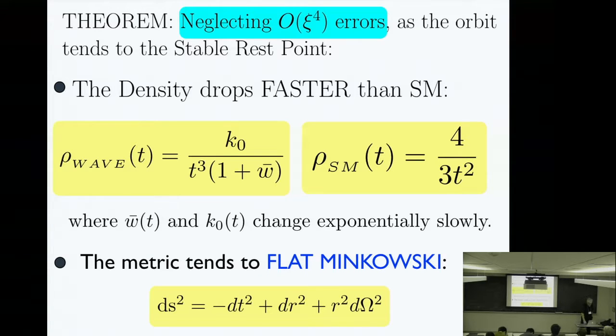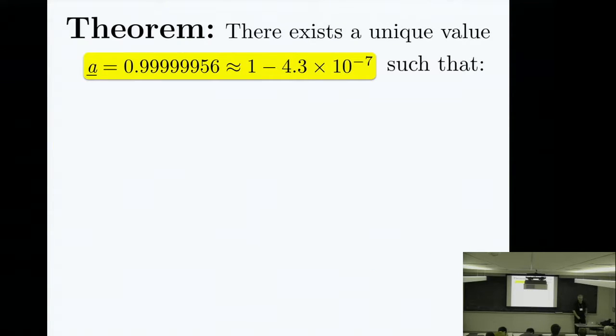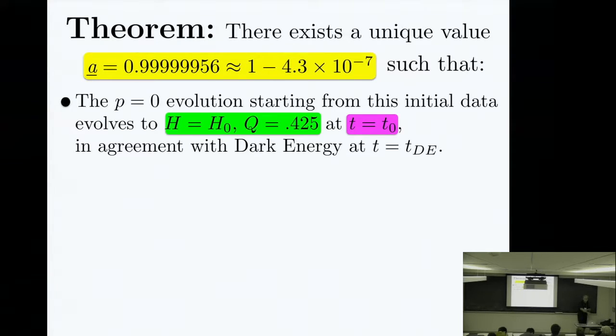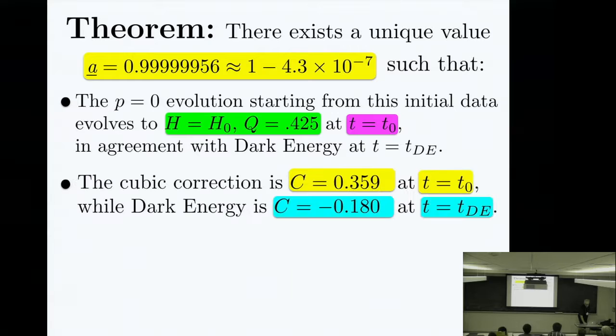That's the anomalous acceleration of the galaxies. So here's the theorem. There's a unique value of the acceleration parameter such that the p equals 0 evolution, starting from the initial data from the 12 similar wave at that point, evolves to H equals H naught, q equals 0.425 at some later time, t equals t naught, in agreement with dark energy. And t dark energy is the age of the universe in dark energy, t naught is the age in the wave theory.